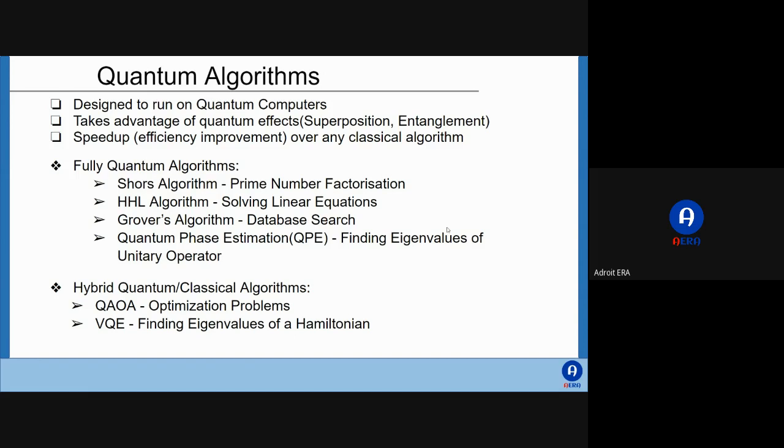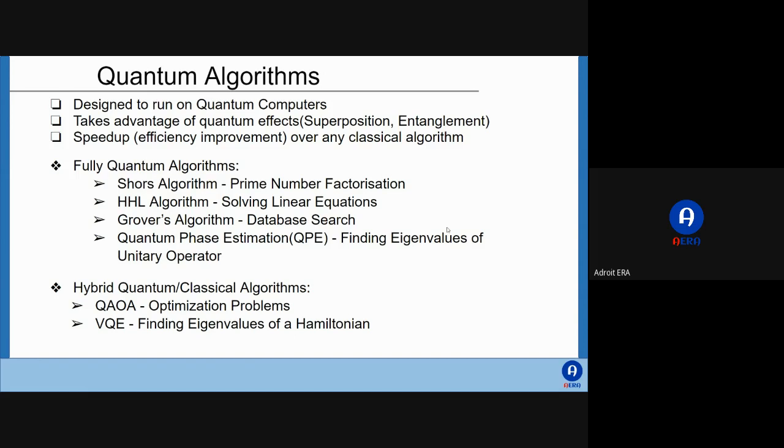21 is a very small number, so it will not take a lot of qubits. But when you take a bigger number, and you want to find the two prime numbers which, when multiplied, give that particular number, then we use Shor's algorithm.